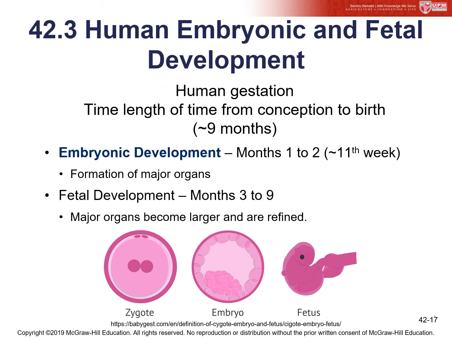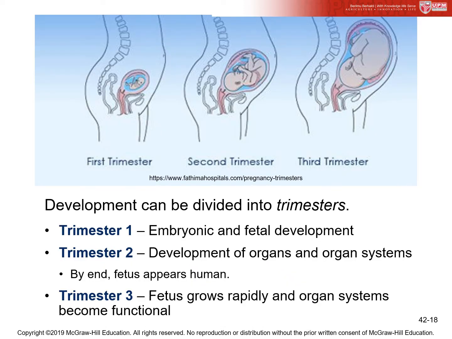Let's continue with the second subtopic, which is human embryonic and fetal development. In this subtopic, we are focusing on discussing human pregnancy. Normally, for humans, the duration of pregnancy is about 9 months. In the first 2 months, we are focusing on formation of major organs, such as the heart, brain, and liver. After 2 months, we will start to refine our organs, and make sure these major organs become larger and can support the body. Human pregnancy can also be divided into trimesters.